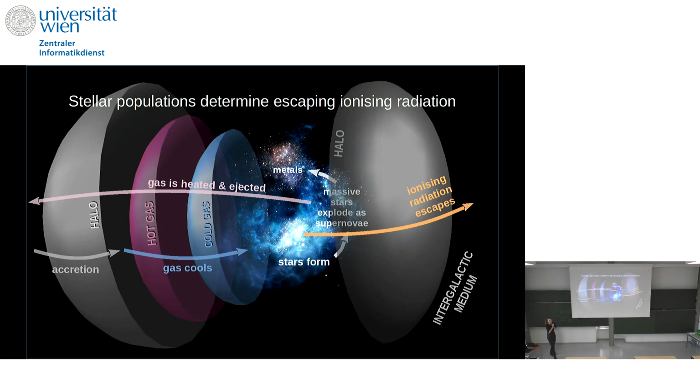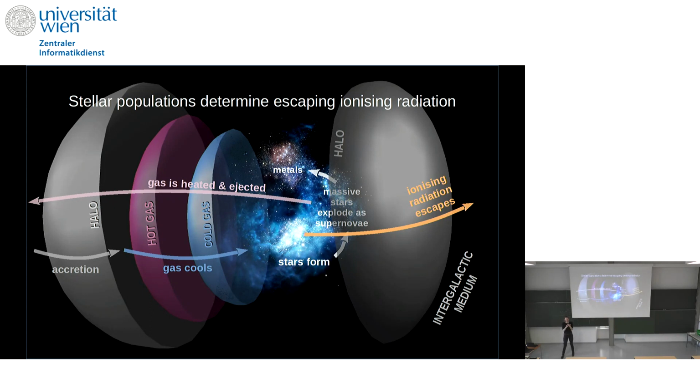So what determines how this phase transition happened? If you think about it, there are two parameters that are essential. First of all, how many stars do we form in galaxies? What type of stars do we form in galaxies? How many massive stars do we form?